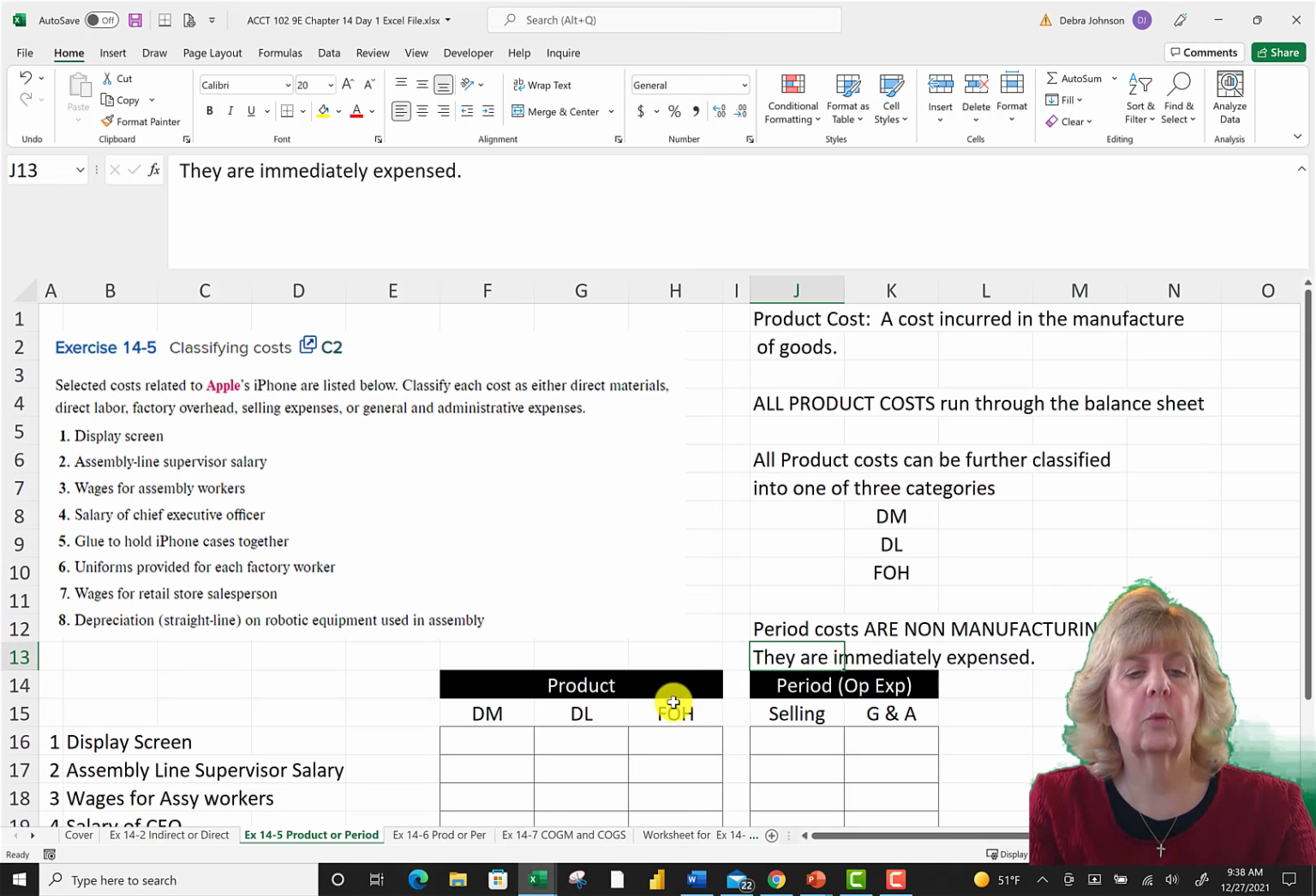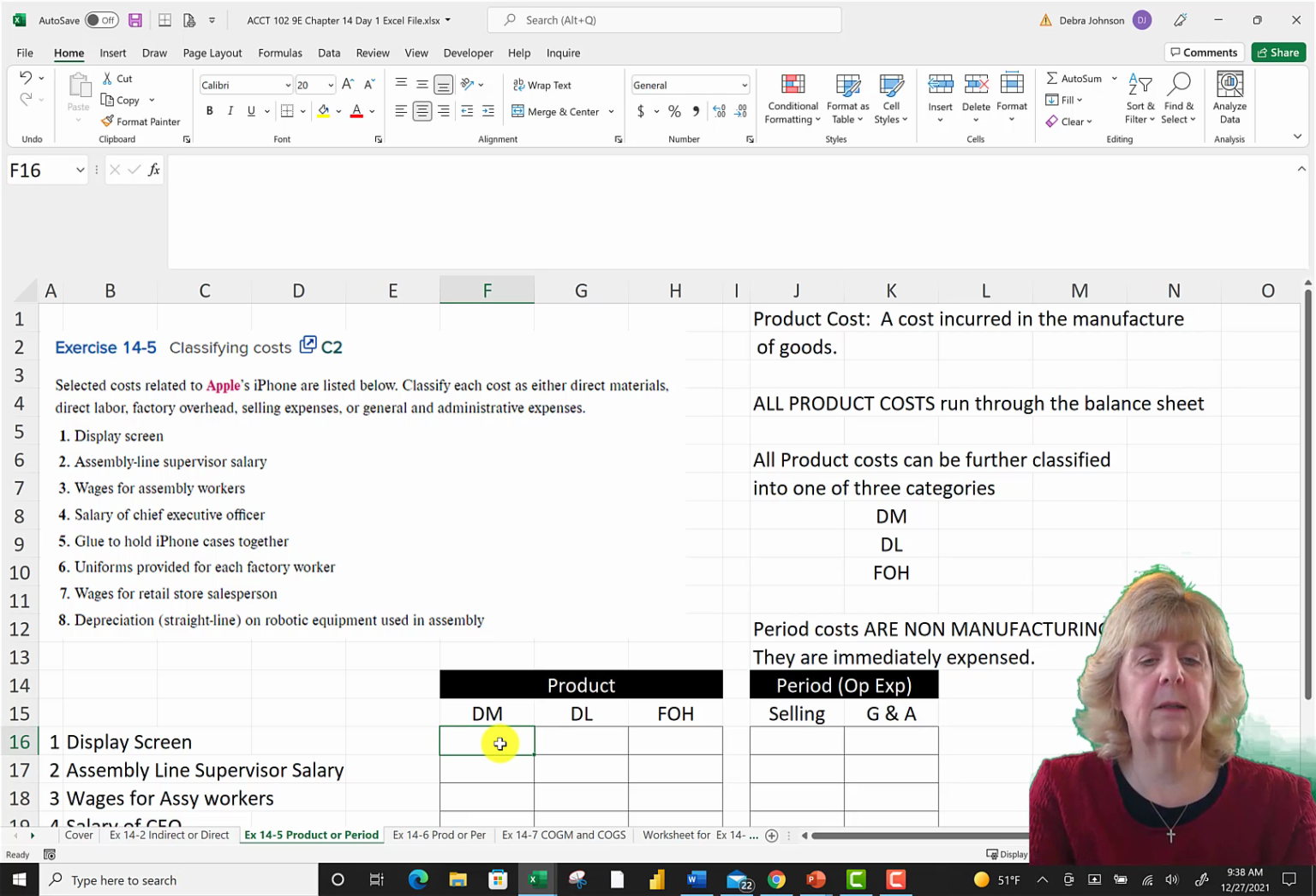Okay, so first one, the display screen of an Apple iPhone. That is a product cost because it is involved in the manufacturing, and that is a direct material. You can see those display screens become part of the Apple iPhone.